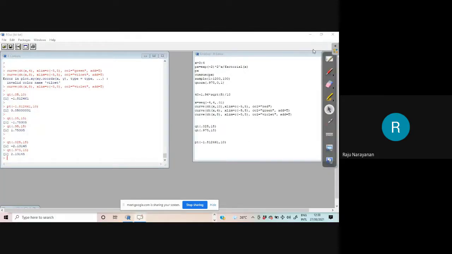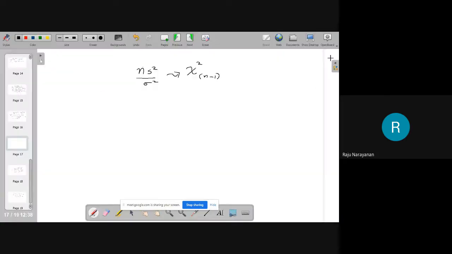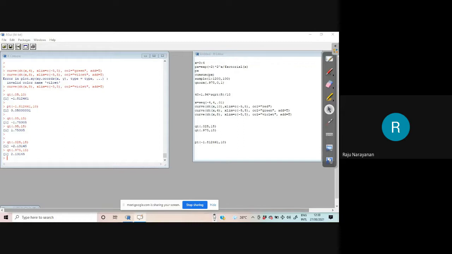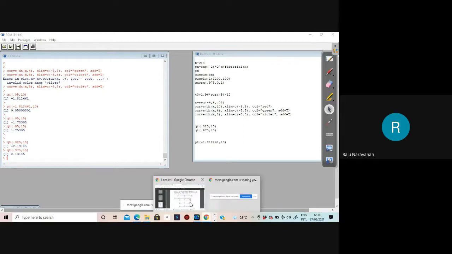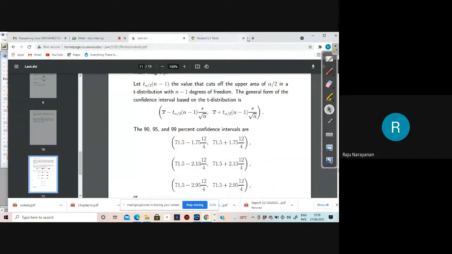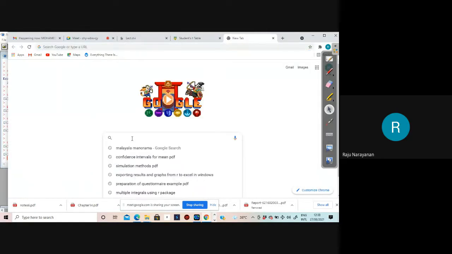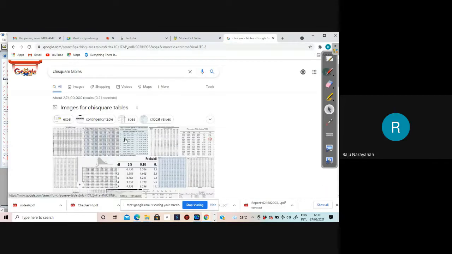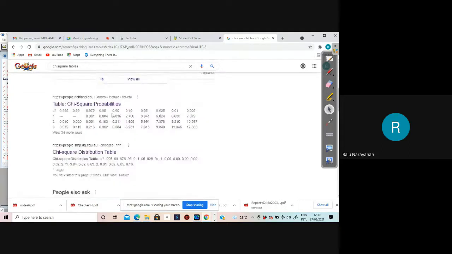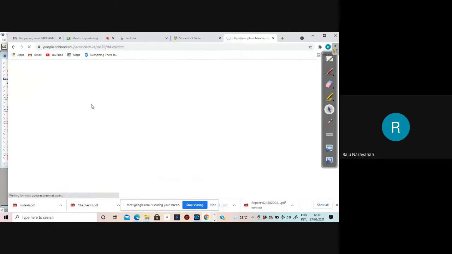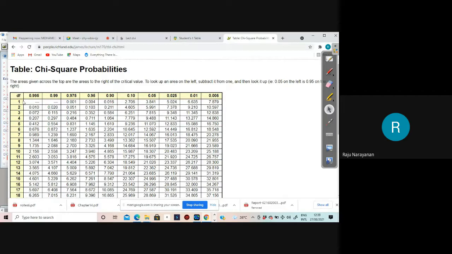Okay, and tables are available. You don't worry about the tables. Now you are experts in R. Chi-square tables, yeah, they are coming. There are so many tables of chi-square probabilities, with degrees of freedom here.